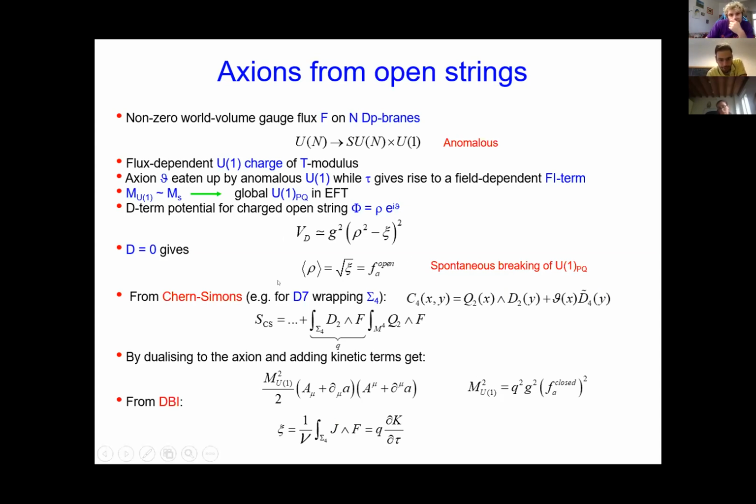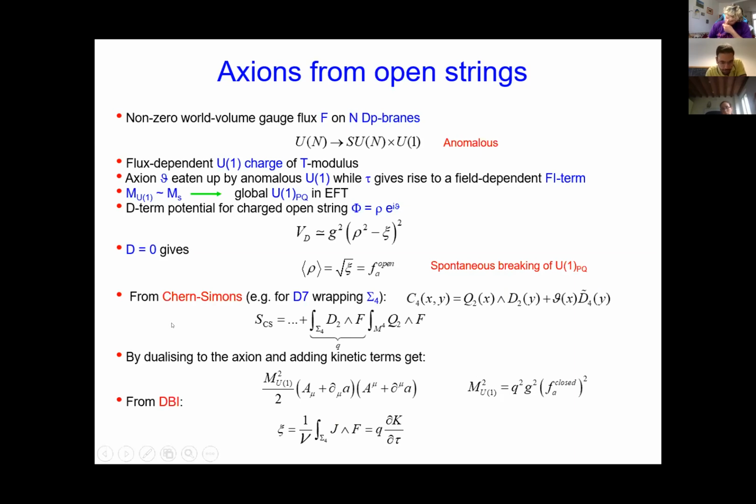Because in that case, you see that you generate a potential, in supersymmetry this is a D-term potential, that looks very much like the Higgs potential, where ρ is the radial part of the open string field φ, whose phase, e^{iθ}, now plays the role of the axion. And then there is a constant ψ, which is more precisely a field-dependent Fayet-Iliopoulos term. And then you see that when you minimize this potential, the radial part of this φ cancels this ψ, this Fayet-Iliopoulos term, that breaks the U(1) Peccei-Quinn symmetry and sets the decay constant of these open axions.